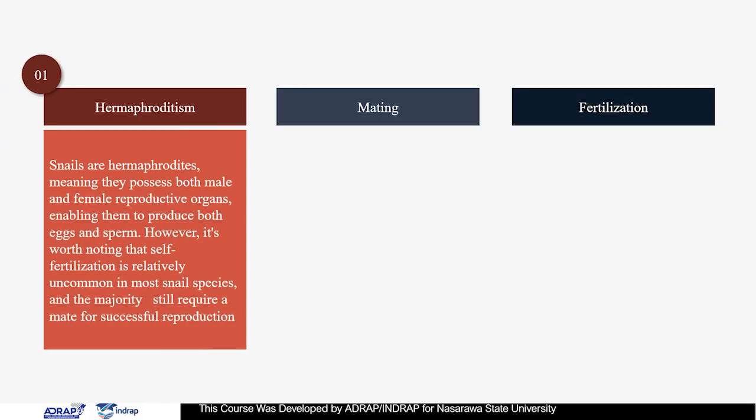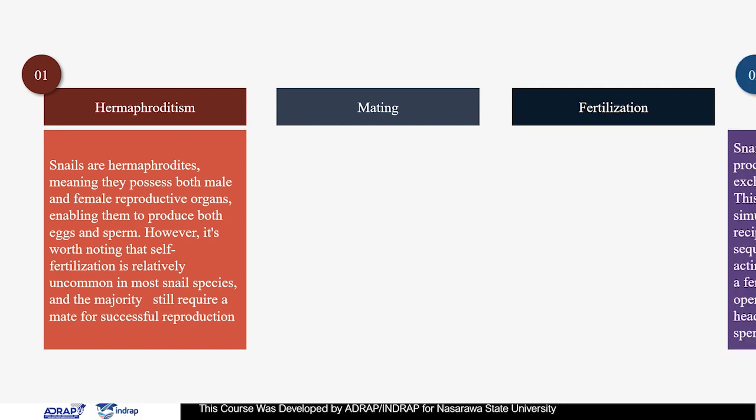Hermaphroditism. Snails are hermaphrodites, meaning they possess both male and female reproductive organs, enabling them to produce both eggs and sperm. However, it's worth noting that self-fertilization is relatively uncommon in most snail species, and the majority still require a mate for successful reproduction.